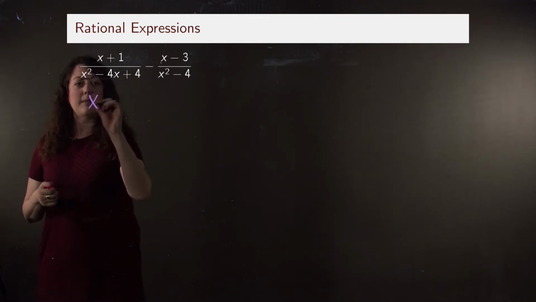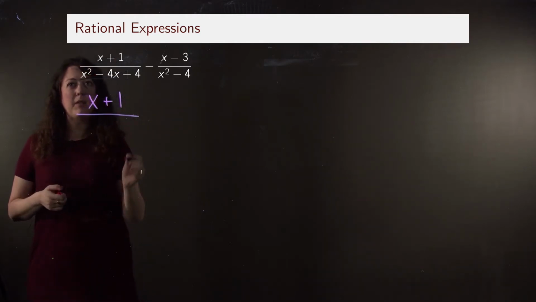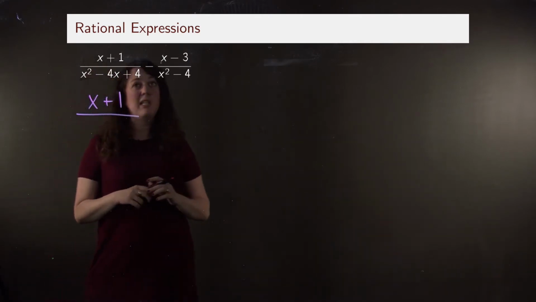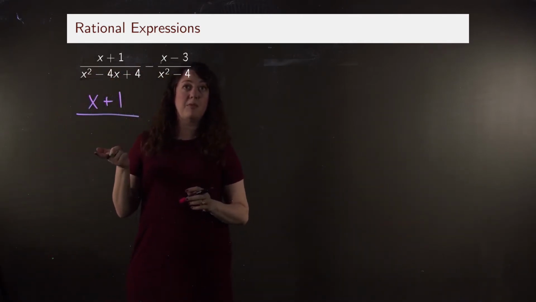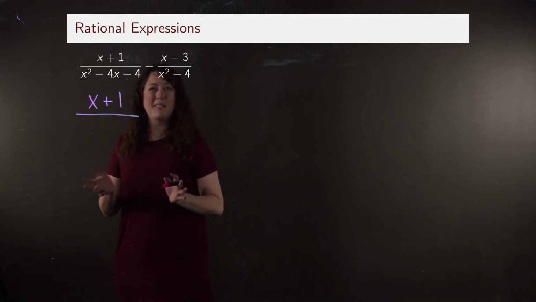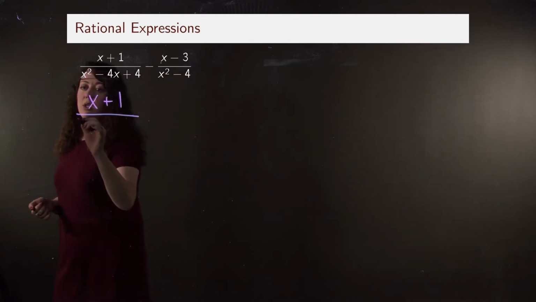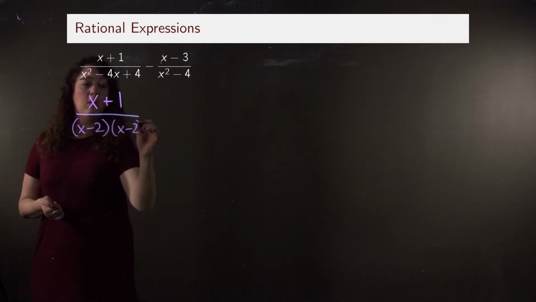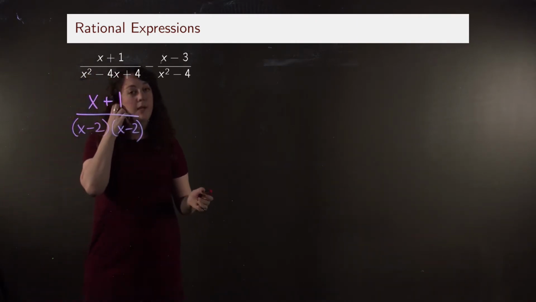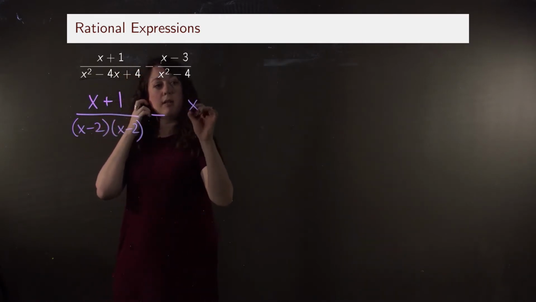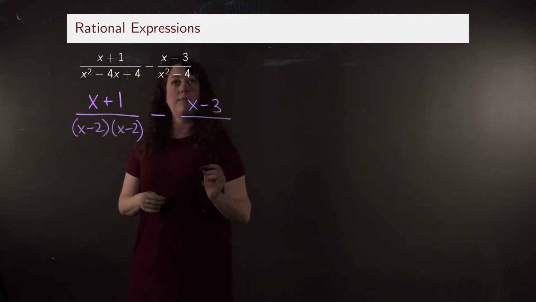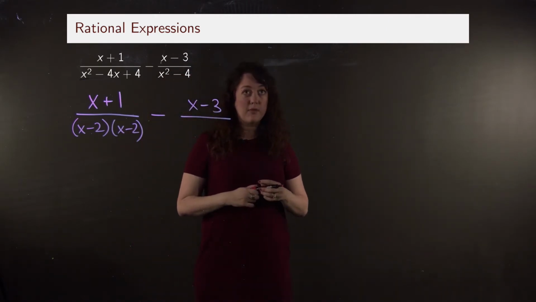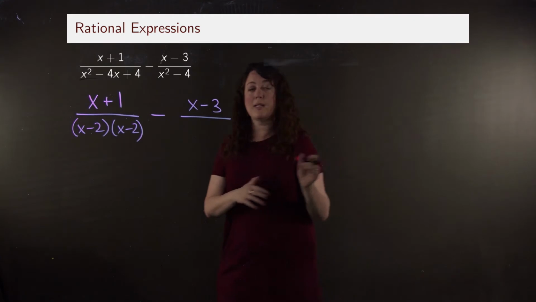So up top we have an x plus 1. On the bottom, I'm looking at x squared minus 4x plus 4. So I'm trying to see if that will factor, looking for factors of 4 that add up to 4. That would be 2 and 2. In this case, we need -2 and -2. So that's going to just be an x minus 2 times an x minus 2, or x minus 2 squared, if you want to write it that way, minus our second fraction, so x minus 3, over x squared minus 4. X squared minus 4 is a difference of squares. So difference of squares factor is x plus 2, x minus 2.